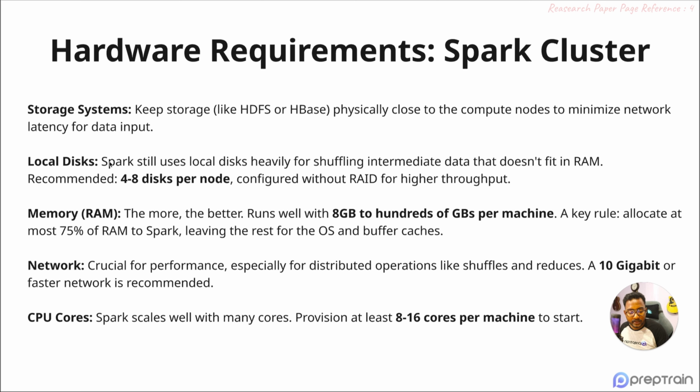So a 10 gigabit or faster network might be a good option. Finally, the CPU cores. Spark scales beautifully with the cores, because tasks are generally independent, so you can throw cores at the problem. The recommendation is to start with at least 8 to 16 cores according to the research paper here. And this hardware blueprint, plentiful RAM, lots of local disk, many cores, is the foundation for a very high performance Spark cluster.